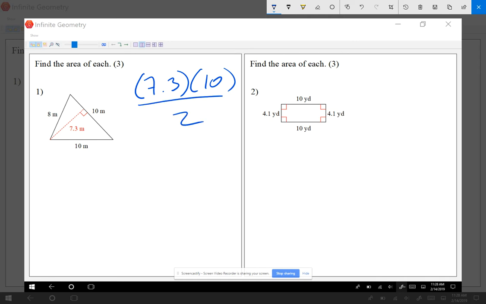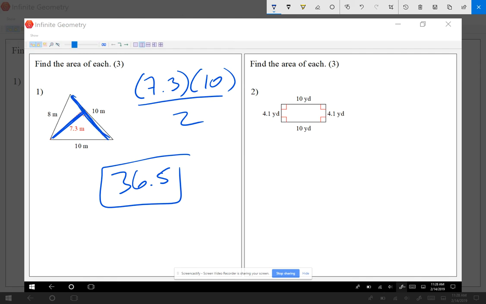So 7.3 times 10 divided by 2, that's 36.5. And that's it. But there's two tens, so in which one would we? I'm looking at this 7.3 and this 10.